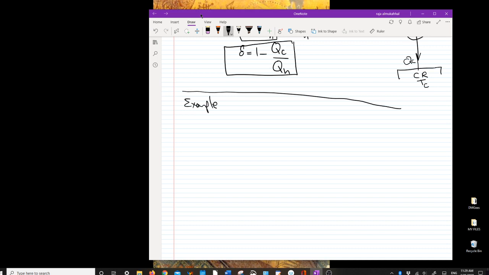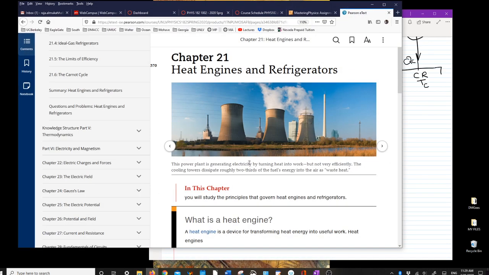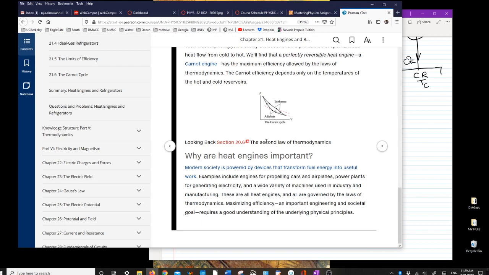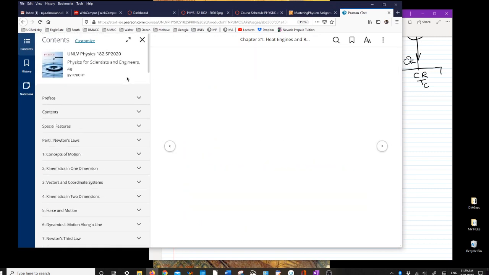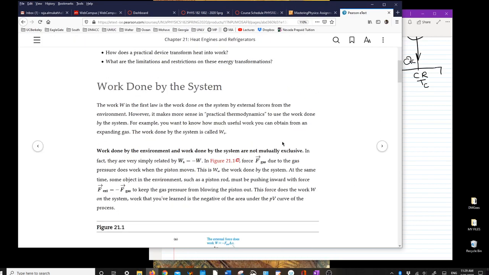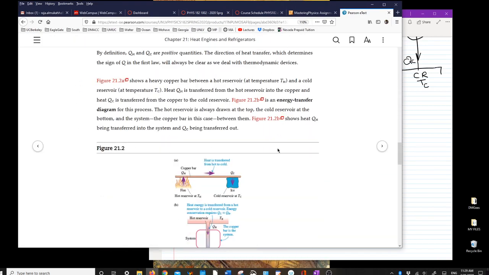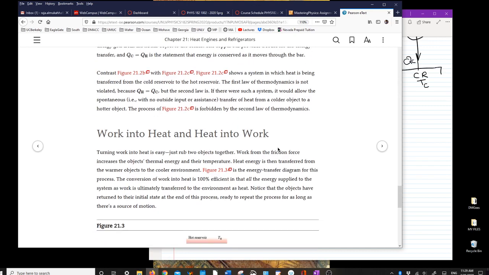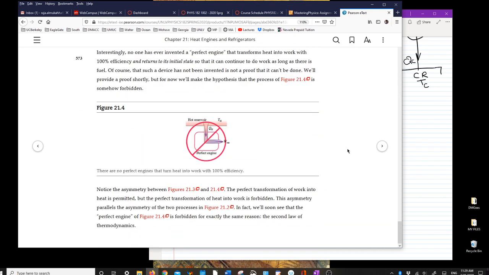Look up Example 21.1. Let me go to the book and read it together. There we go. I could get rid of that. Looking for the example. One more page.